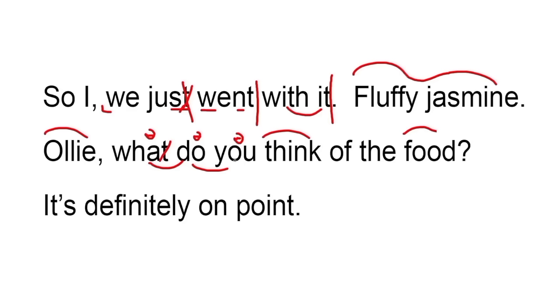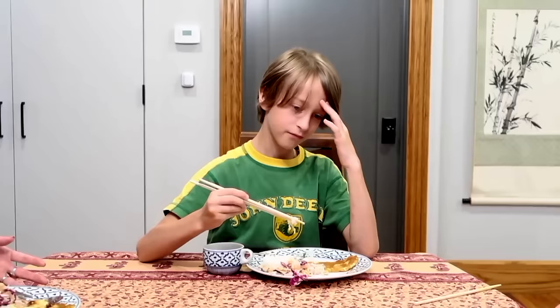Of and the. Two more function words together said very quickly. Just the schwa. I don't pronounce the V sound at all. The pronounced with the schwa. It's not "of the," but "the." This is how we pronounce this in conversation. The food. What do you think of the food? Think and food, both being clear and longer.